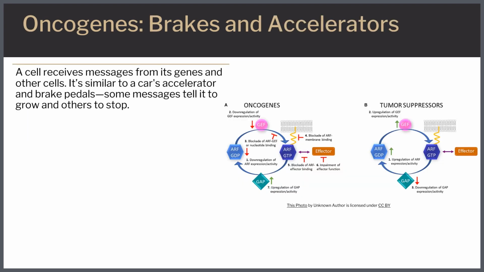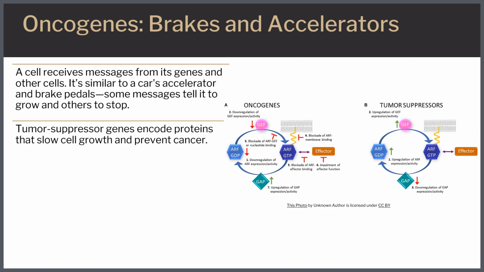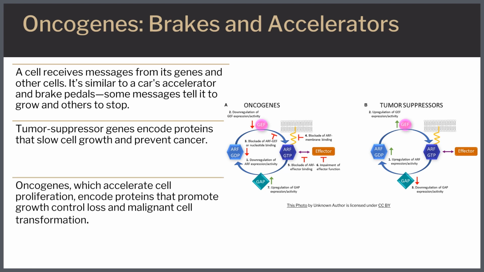A cell continuously receives messages, both from its own genes and from other cells. Some messages tell it to grow, and some tell it to stop and rest, like the accelerator and brake pedals in a car. Tumor suppressor genes act as a cell's brakes. They encode proteins that restrain cell growth and prevent cells from becoming malignant. Oncogenes act as accelerators of cell proliferation, encode proteins that promote the loss of growth control and the conversion of a cell to a malignant state.